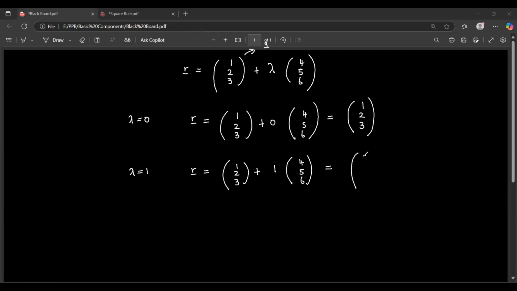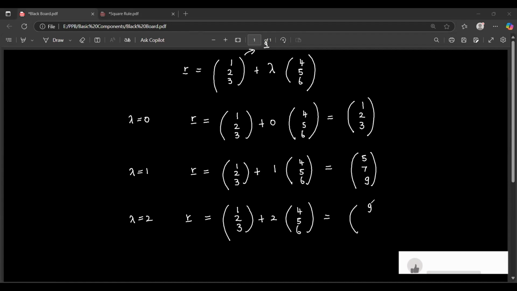Okay, this will give us 5, 7, and 9. That's it. Okay, and if lambda is equal to 2, that also gives us another position vector. Yeah, (1, 2, 3) plus 2 into (4, 5, 6). Well, that will give me 9, 12, and 15. That's it.